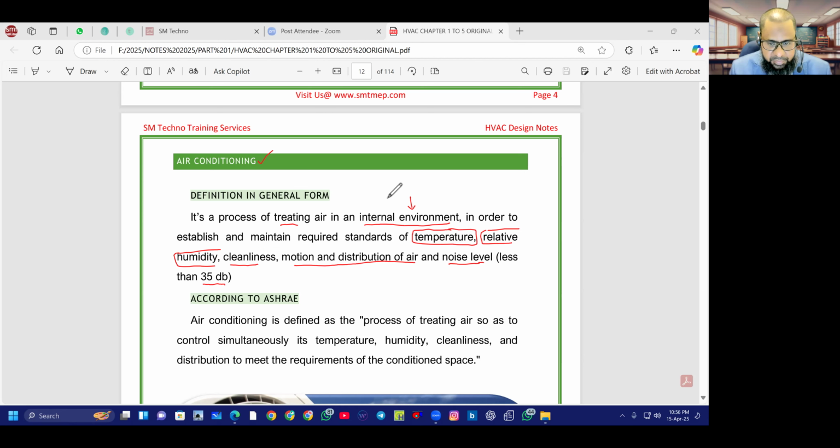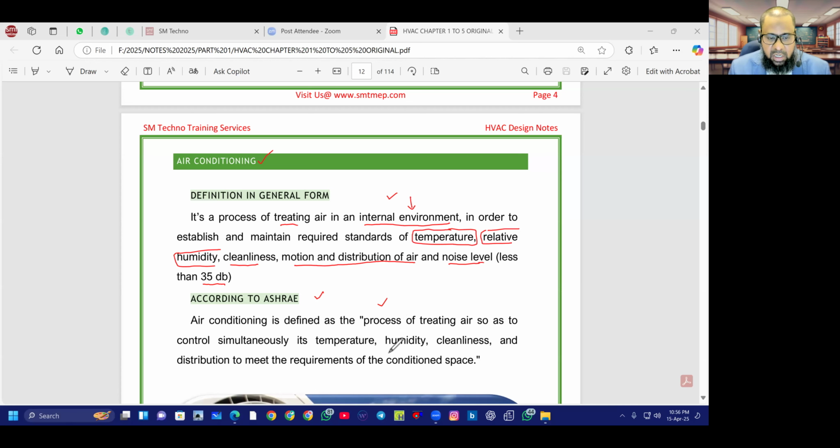And this definition is important from an interview point of view. This is in general. As per ASHRAE, air conditioning is defined as the process of treating air so as to control simultaneously the temperature, humidity, cleanliness, motion and distribution. It means the same thing in other words.